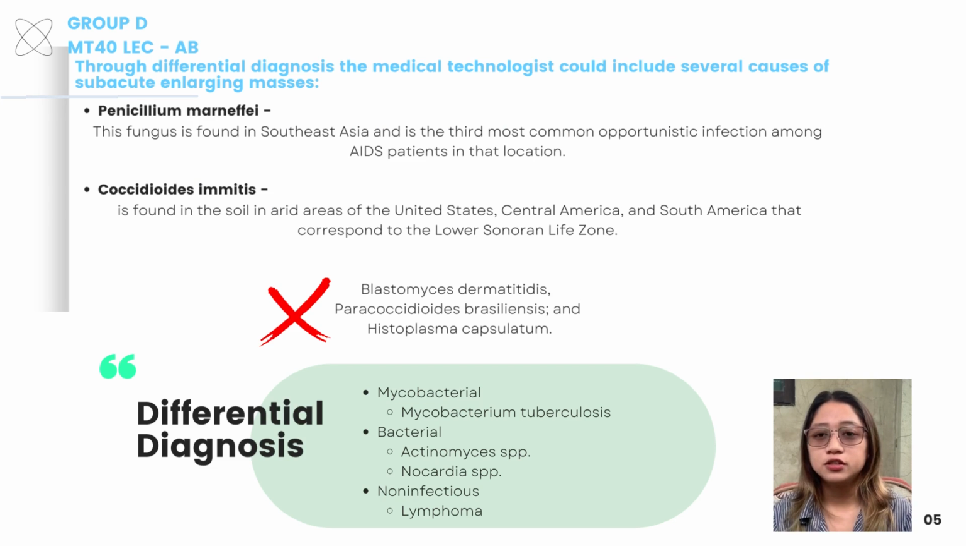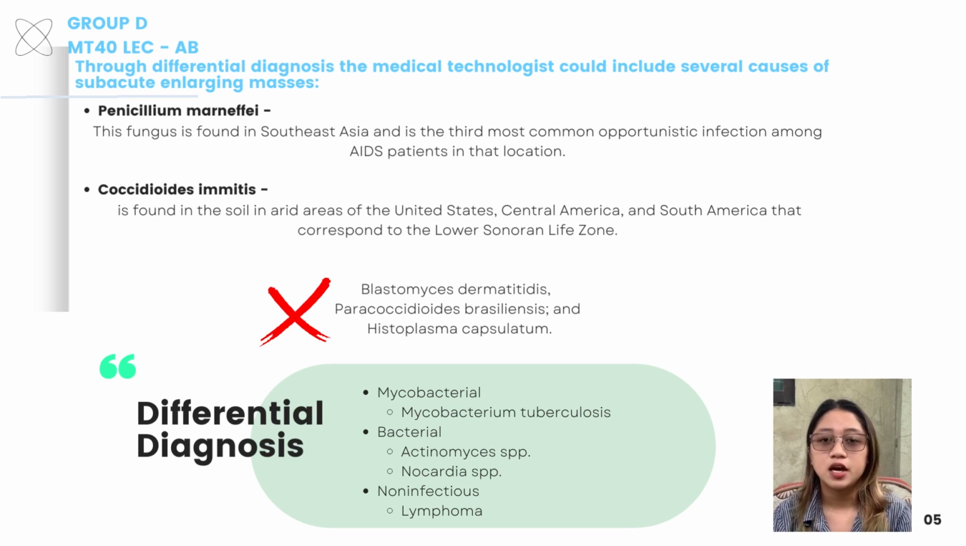Through differential diagnosis, the medical technologist could include several causes of subacute enlarging masses. Among these, some of the fungal causes that most stand out are Penicillium marneffei, a dimorphic fungus, as the patient's history of travel from Vietnam is suggestive of. This fungus is found in Southeast Asia and is the third most common opportunistic infection among AIDS patients in that location.